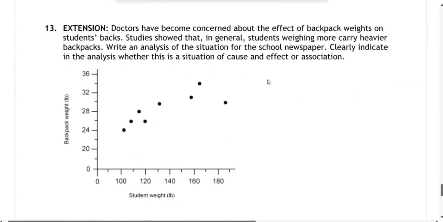Last question. Doctors have become concerned about the effect of backpack weights on students' backs. Studies showed that in general, students weighing more carry heavier backpacks. Write an analysis of the situation for this school newspaper. Clearly indicate in the analysis whether this is a situation of cause and effect or association.